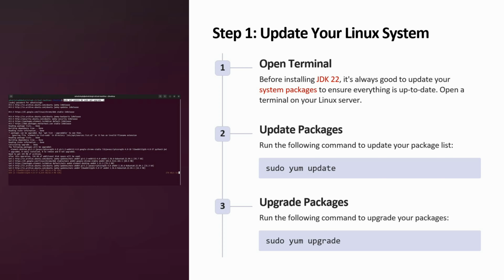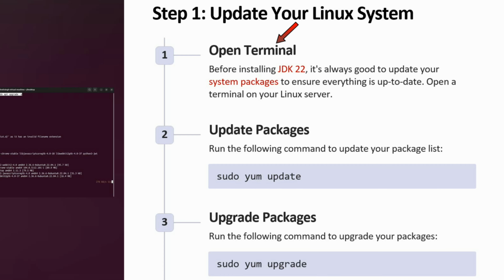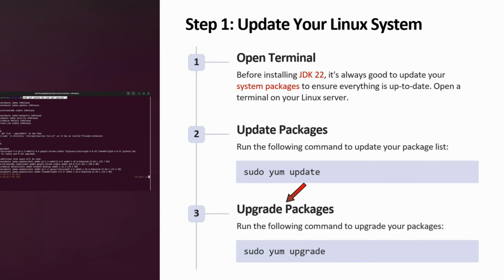Step 1 is update your Linux system. Before installing JDK 22, it is always good to update your system packages to ensure everything is up to date. To do that, open a terminal on your Linux server. Then to update your package list, run the sudo yum update command. To upgrade your packages, run the sudo yum upgrade command.